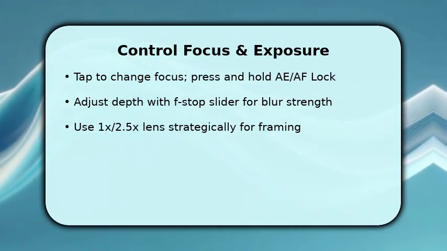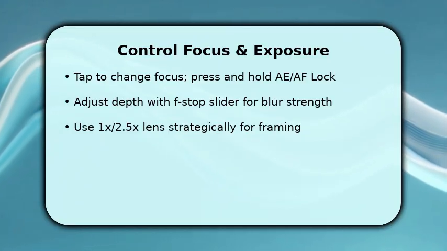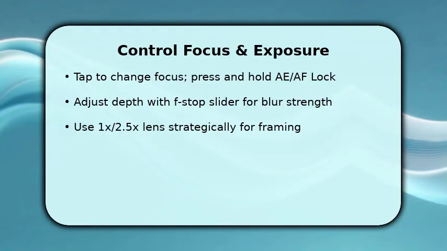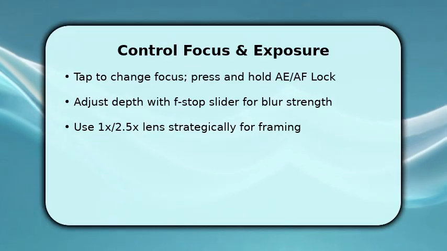To control background blur, open the f-stop slider and drag to increase or decrease bokeh. Lower F numbers produce stronger background blur for cinematic separation. Also, switch lenses to 1x or 2.5x to refine framing and perspective.